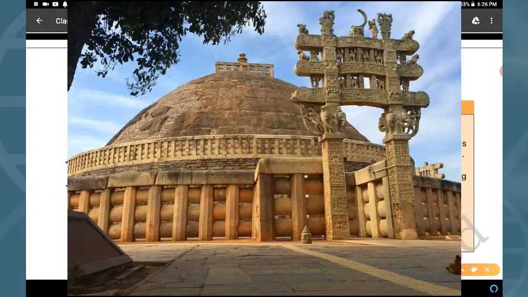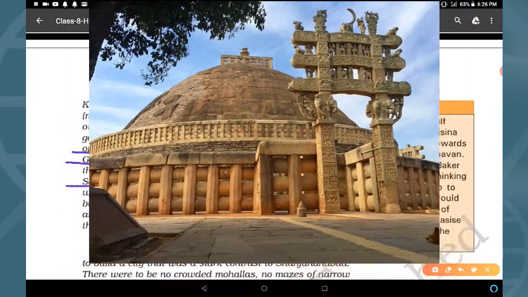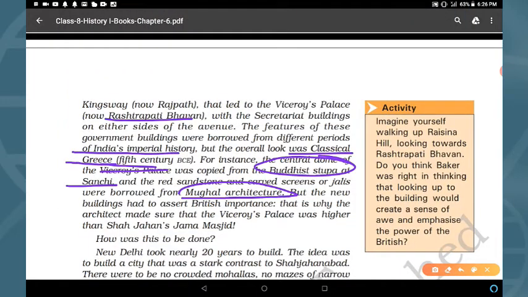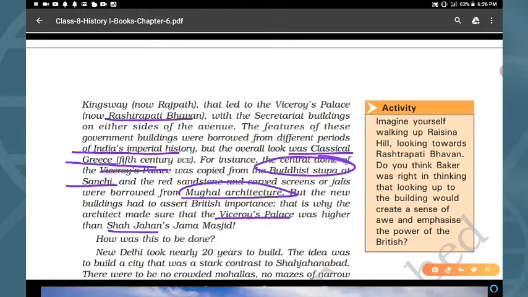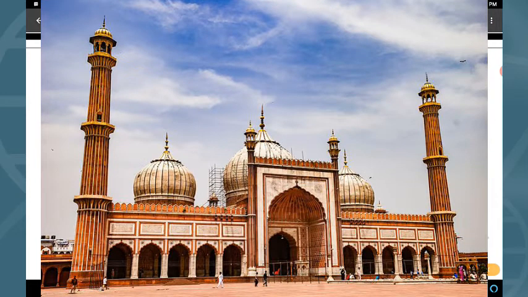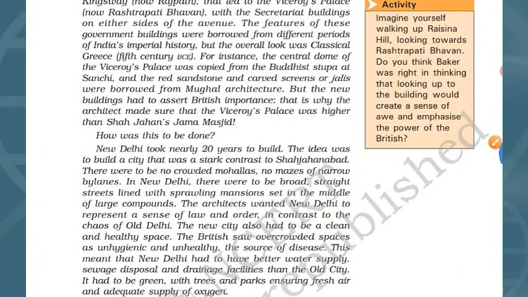You can see the picture of Buddhist stupa, and the red sandstone and carved screens or jalis were borrowed from Mughal architecture. But the new buildings had to assert British importance. That is why the architect made sure that the Viceroy's Palace was higher than Shah Jahan's Jama Masjid to show the power of the British and their glory. Understand? So the new buildings under the British should be higher, with more glory in comparison to other buildings built during the Mughal period.